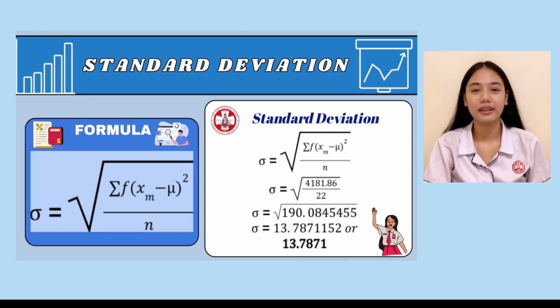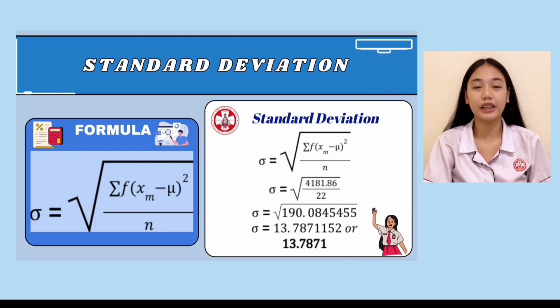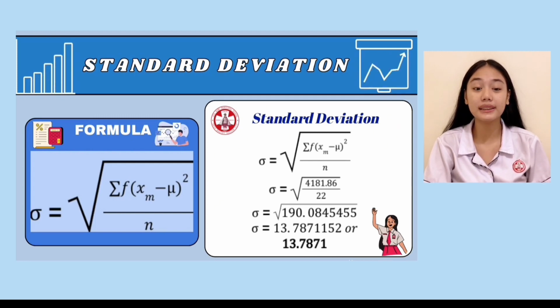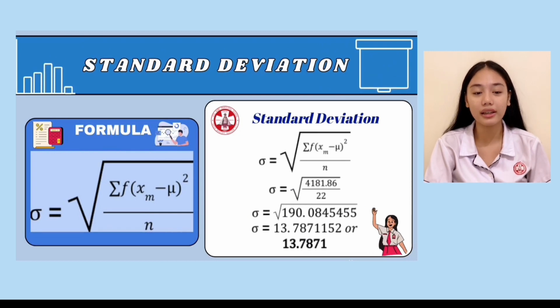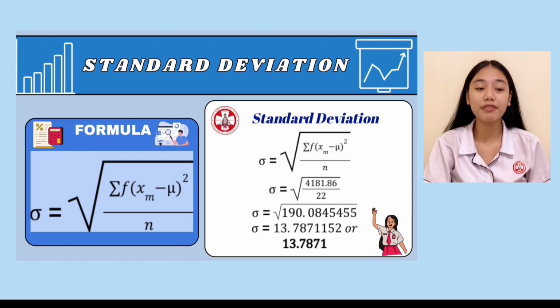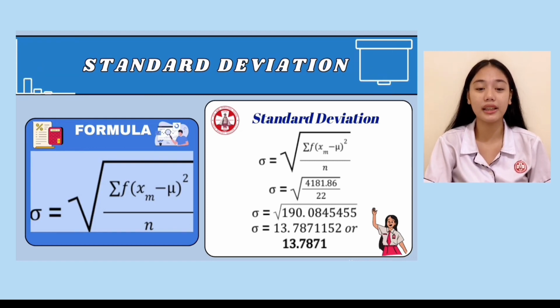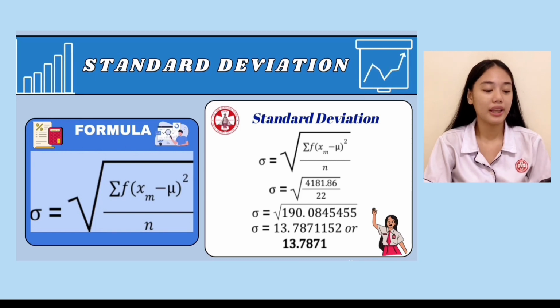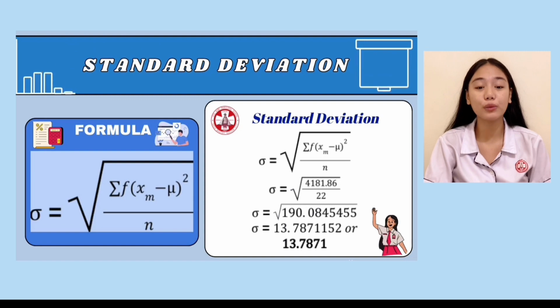Let's calculate. 3,945.92 divided by 24 is 164.413333. Next, we will get the square root of this value to find the standard deviation. The value of the standard deviation is 12.82237627, or 12.8224.